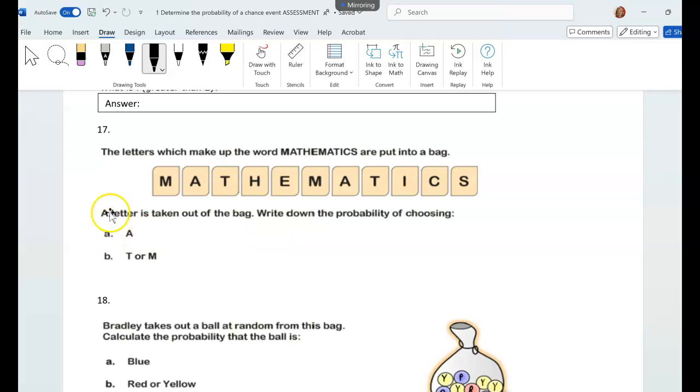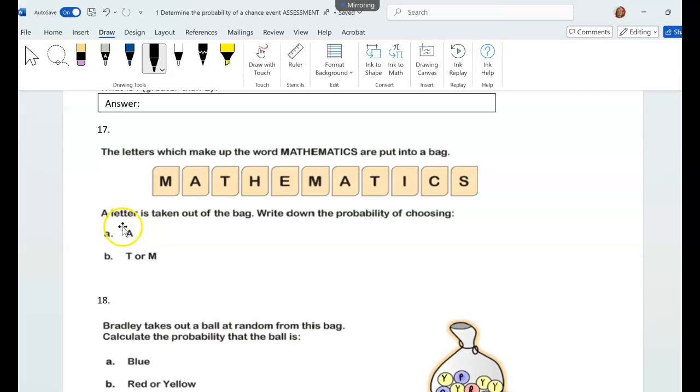Number 17, the letters which make up the word mathematics are put into a bag. Here are the letters. A letter is taken out of the bag. Write down the probability of choosing the letter A and write that as a fraction.